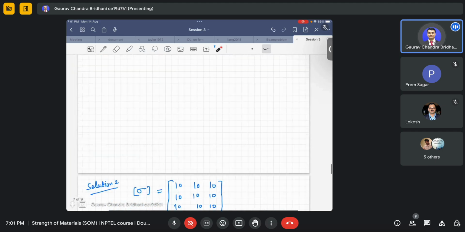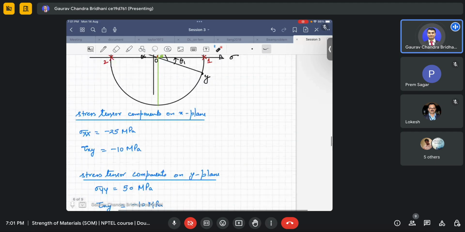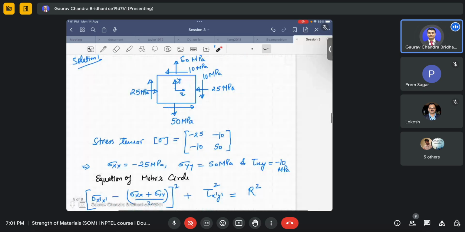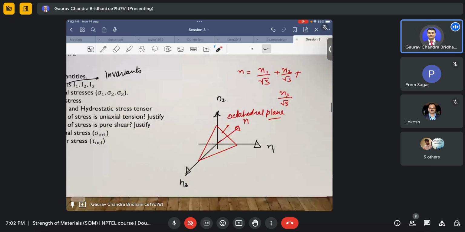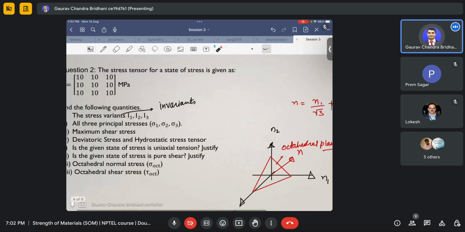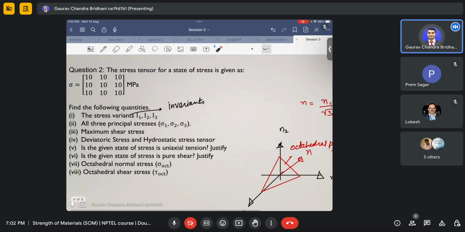Now coming to the next part. Why I showed this, because it's very important. Sometimes stress invariants are not asked, so how to solve it, or sometimes it is easier to get the solution using the other equation. So we found the principal stresses using two methods. Now coming to the third, the maximum shear stress.